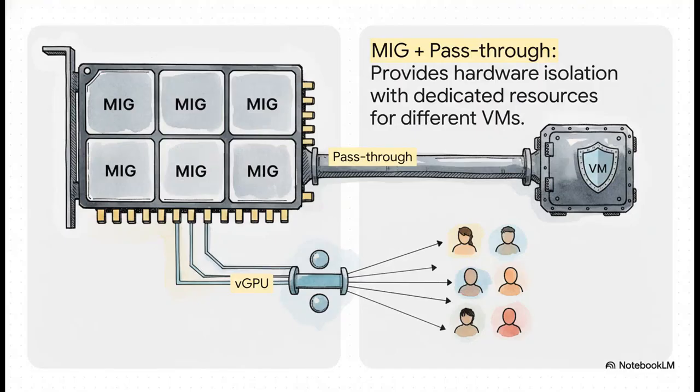And here's where it gets really sophisticated. You can actually combine MIG with the other technologies we've talked about. So why would you do that? Well, imagine you create those 7 MIG instances. You could use pass-through to give each of those 7 instances to 7 different VMs, guaranteeing that none of them can interfere with each other. Or you could take just one of those instances and then use vGPU to share it among an even larger group of users who don't need as much power. The flexibility is just incredible.